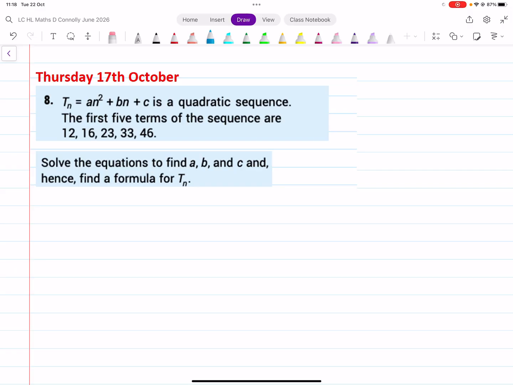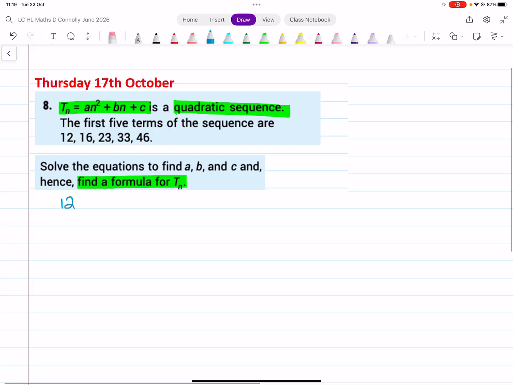So they give us the first 5 terms of the sequence and they basically want us to find Tn. So it's finding the nth term, and up here it tells us a couple of times that it's quadratic. So the nth term of a quadratic sequence. Okay, so the first thing we do is we take the sequence. I'm just going to rewrite it so I've got more space.